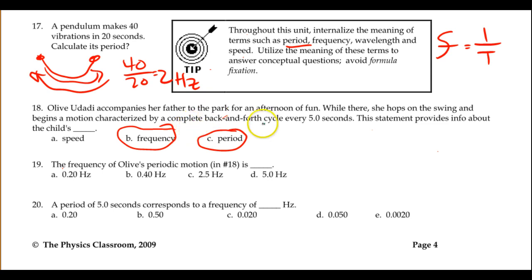The frequency of Olive's periodic motion is 1 cycle every 5 seconds. 1 divided by 5 is 0.2, and that would be cycles per second, which would be hertz. So a period of 5 seconds always corresponds to a frequency of 1/5 of a hertz, or 0.2 hertz. They're always the inverse of each other.